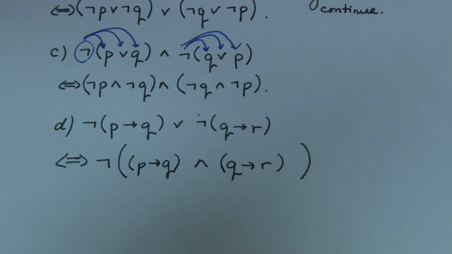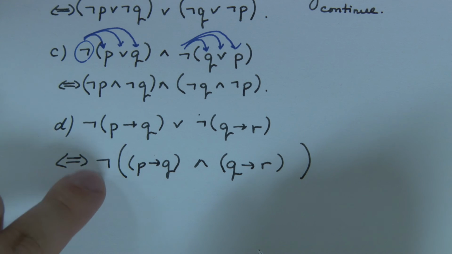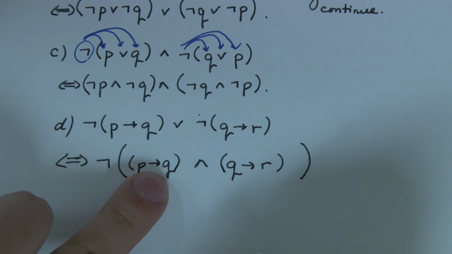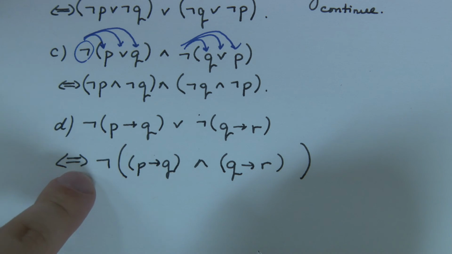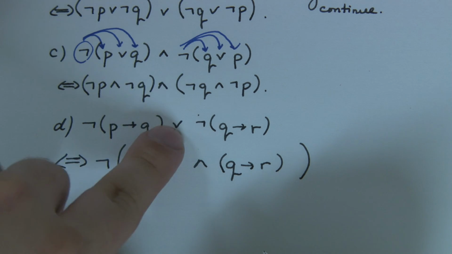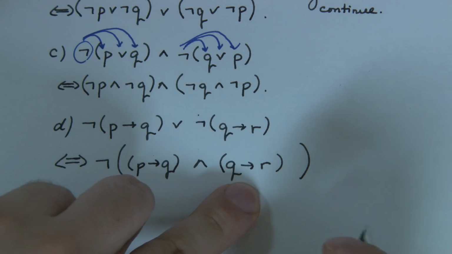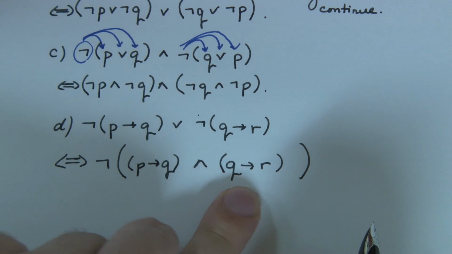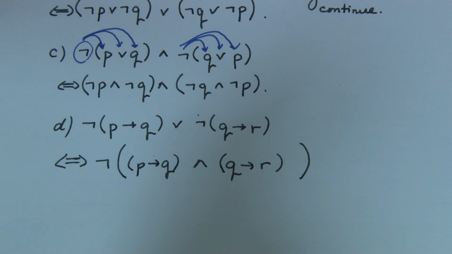Okay? And the way that you can check this is that when we go back and redistribute it, I get the negation of P implies Q. There it is right here. I have the and. So when I apply the negation to the and, I get the or. And lastly, I apply the negation to the last term, the Q implies R, and I get this. So this is correct. And that's the end of the exercise.